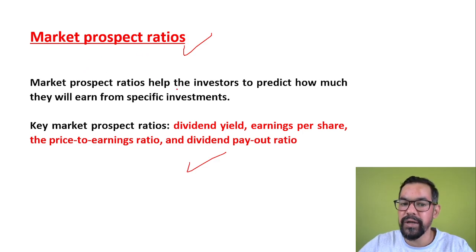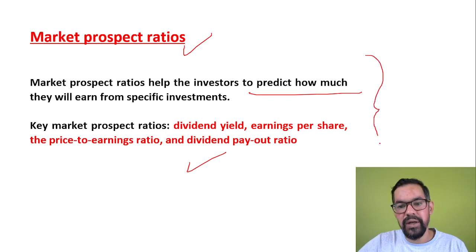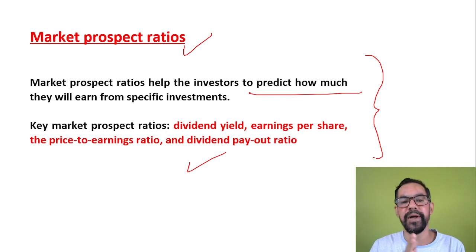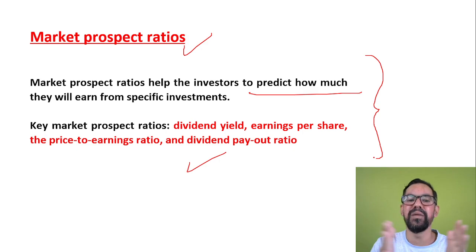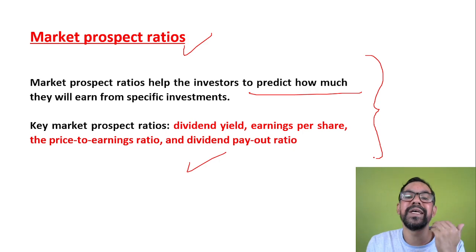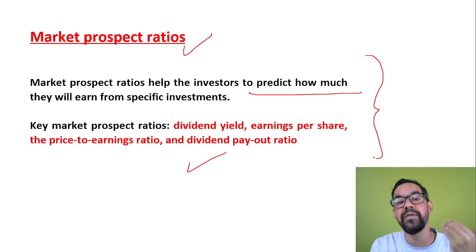Market prospect ratio helps the investor to predict how much they will earn from a specific investment done in shares, bonds, or other companies. With the help of these ratios, you can analyse which company to opt for. Let's say you have a number of companies for investment, so which is the best alternative, or which company should you opt for investment? That is generally determined through the market prospect ratio.